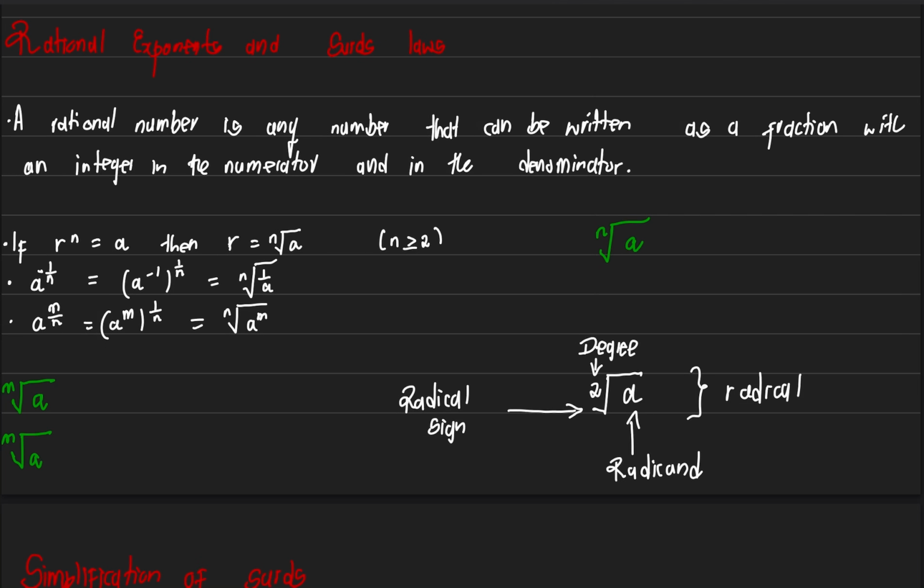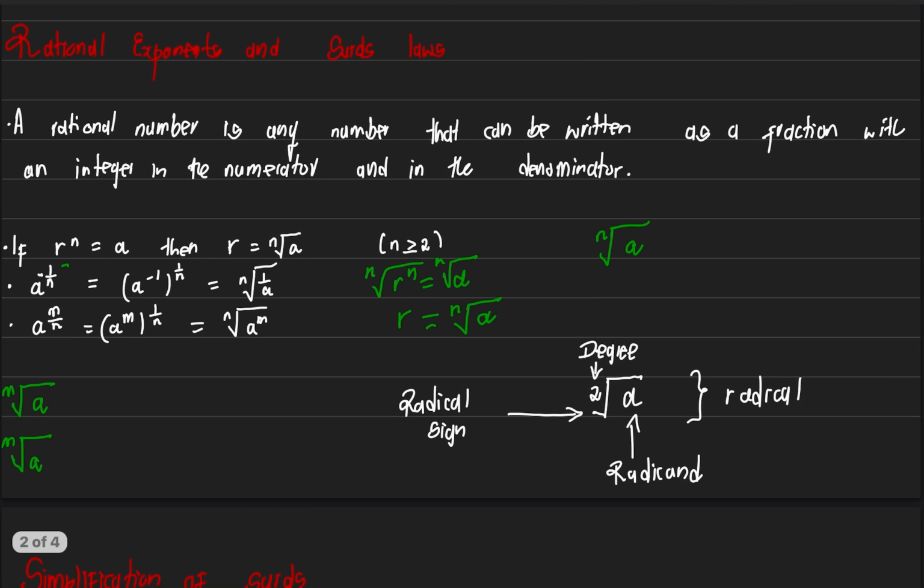So these are the laws that we use in mathematics when it comes to surds as well as rational exponents. The first one: if you have r to the power n equals a, to find the value of r, you look for the nth root of r to the power n and the nth root of a, because what you do on the left side you also do on the right. So r will be equal to the nth root of a.